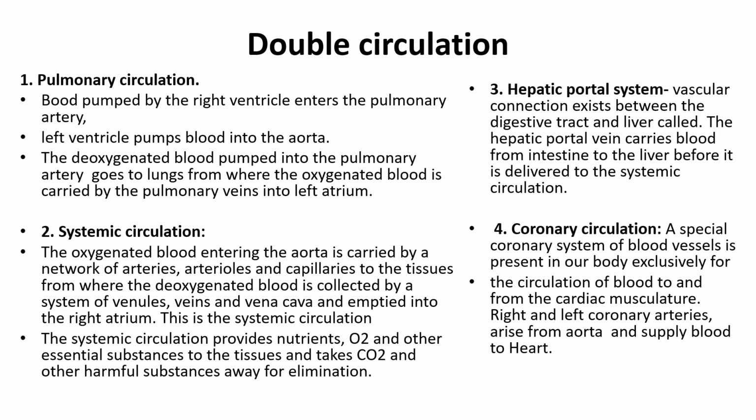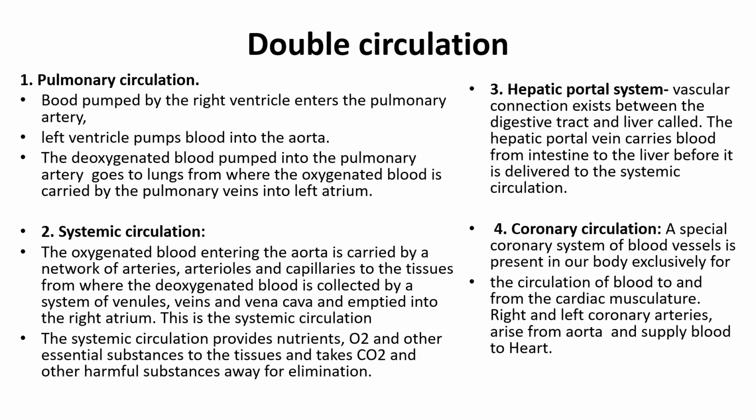Double circulation of the heart. First is pulmonary circulation. Blood pumped by the right ventricle enters the pulmonary artery. The left ventricle pumps blood into the aorta. The deoxygenated blood pumped into the pulmonary artery goes to the lungs, from where the oxygenated blood is carried by the pulmonary veins into the left atrium.